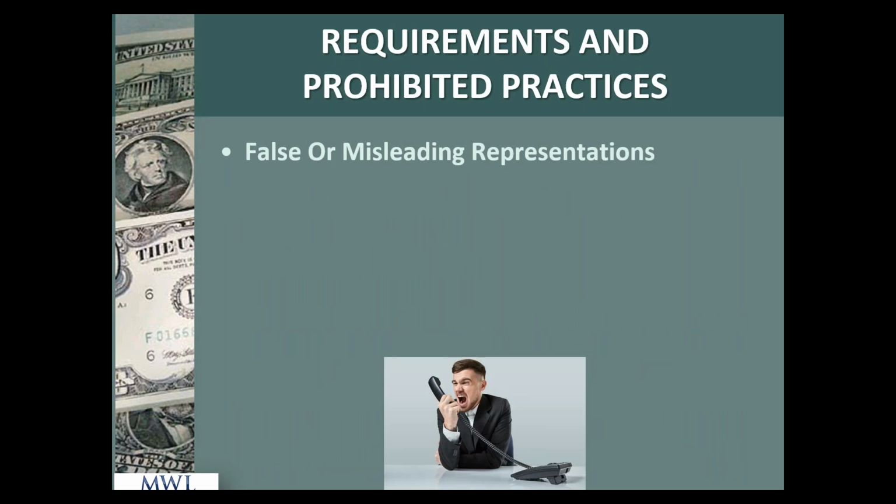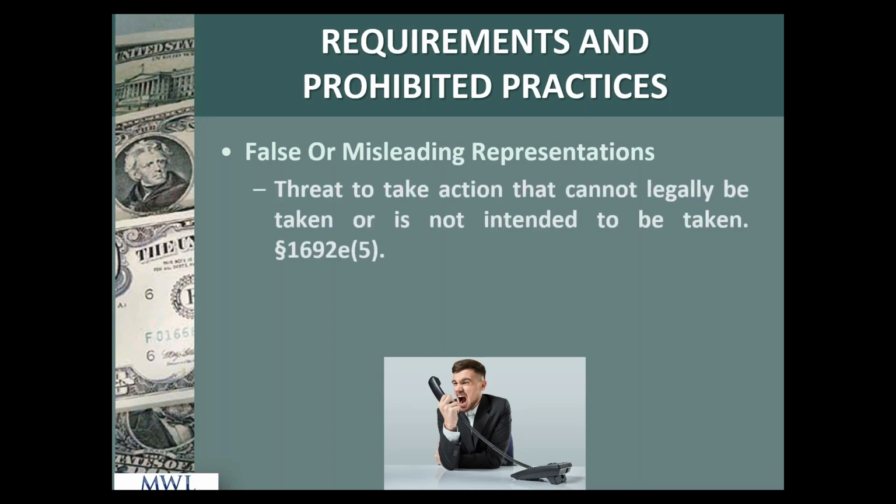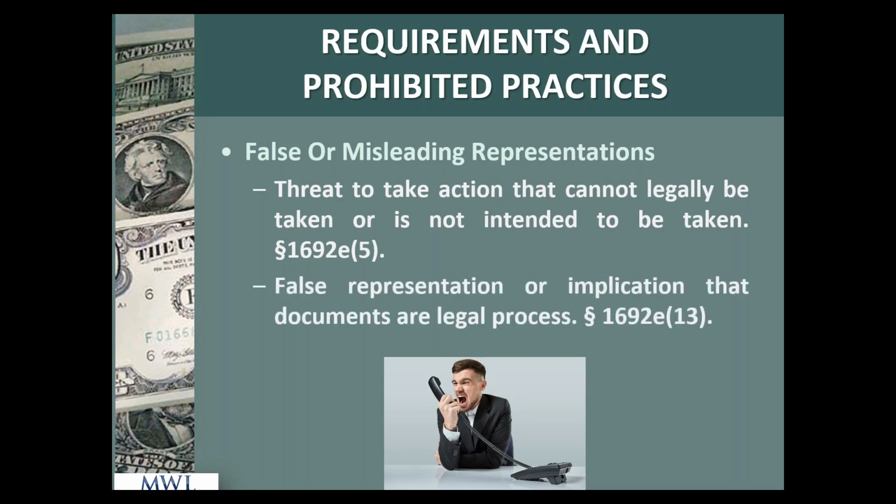So there is a laundry list in the Act on false and misleading representations, if you're concerned about this, but I think the primary one here is the threat to take action that cannot legally be taken or is not intended to be taken. The usual example of this is if you know that the statute of limitations is going to run, or for whatever other procedural reason, you can't say you are going to sue the debtor. You can't say that because you legally can't. So the statute of limitations has run. You can't go and say, oh, we're going to sue you, because you can't.